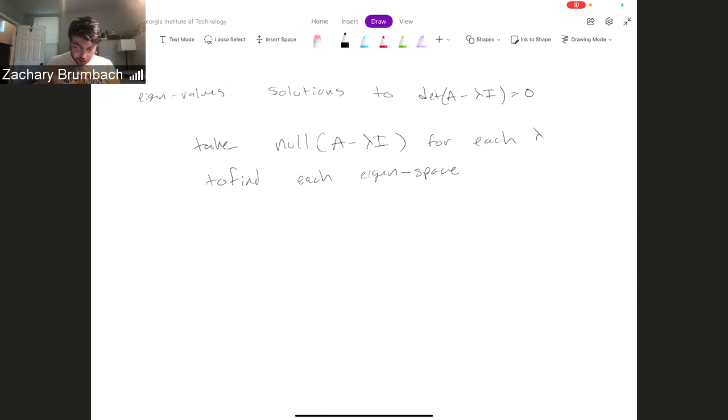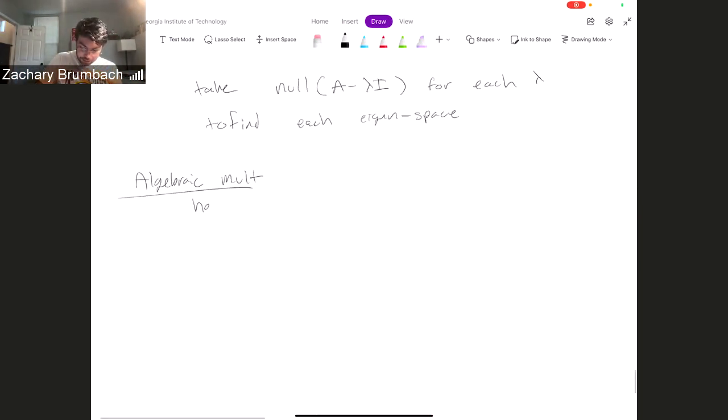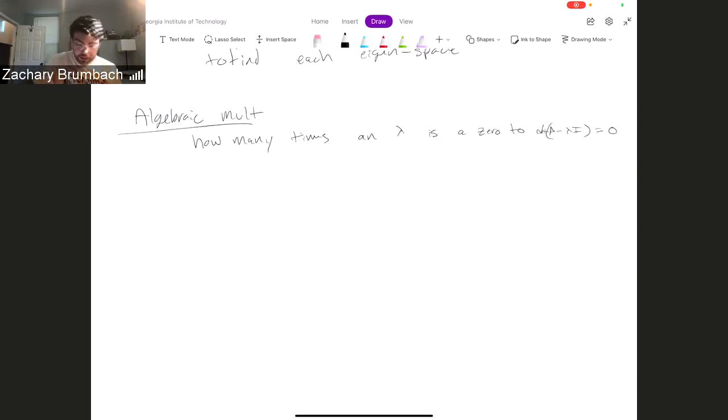Now we move into algebraic multiplicity. This is how many times an eigenvalue is a 0 of the determinant of A minus lambda I equals 0. Essentially, how many times is it a 0 of your characteristic polynomial, which is just this worked out. If I have lambda minus 4 cubed times lambda minus 1, first of all, you can tell this is invertible right off the bat. Second, you can tell it's a 4 by 4 because lambda to the power of 3 and lambda to the power of 1 add to 4.